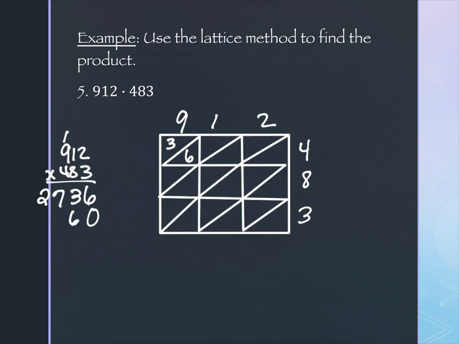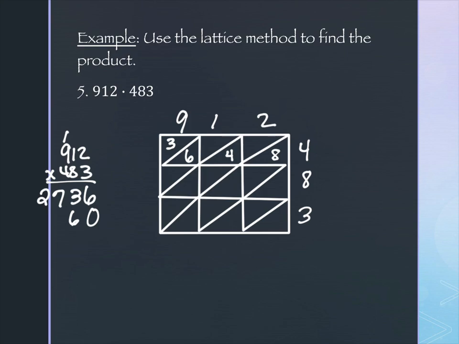All right, so then I'm going to do that. I'm just going to move across my top row. I have a 1 times my 4. That's 4. And the 4 goes in the bottom corner. Okay, so single digit's going to go in the bottom corner. Double digit's going to spread across. 2 times 4 is 8. So there's an 8 right here.